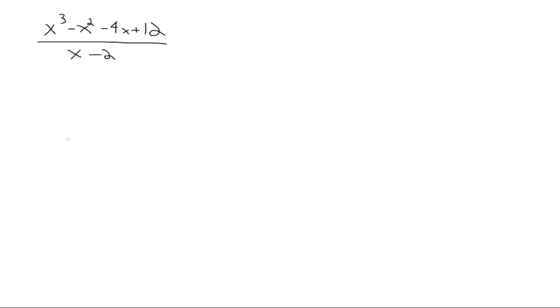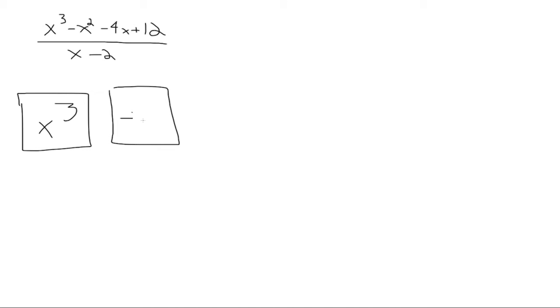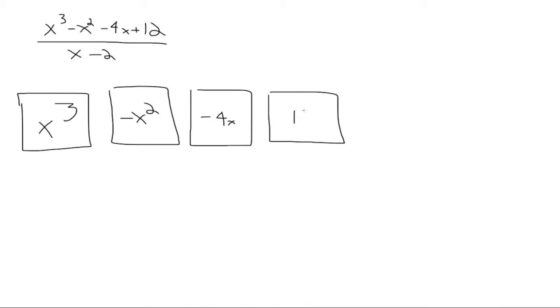Well, we have x cubed. That's the first part of this polynomial that we're dividing. The second part of the polynomial is minus x squared. The third part is minus 4x. And the last part is 12. So all of these parts together make up this polynomial.